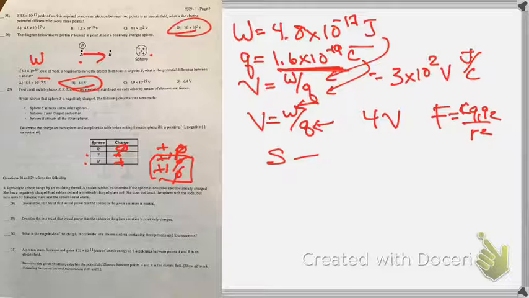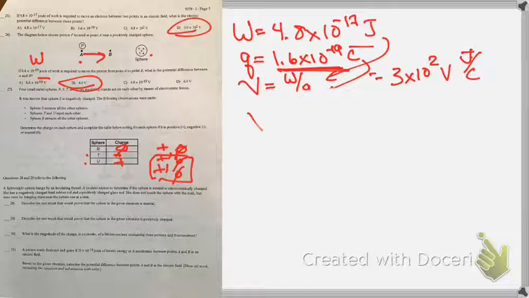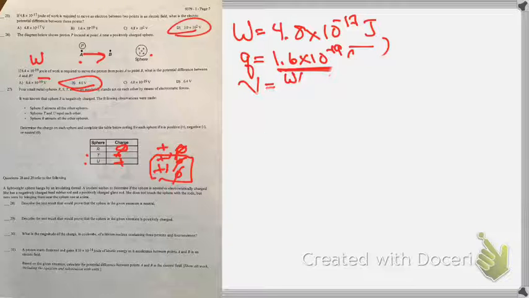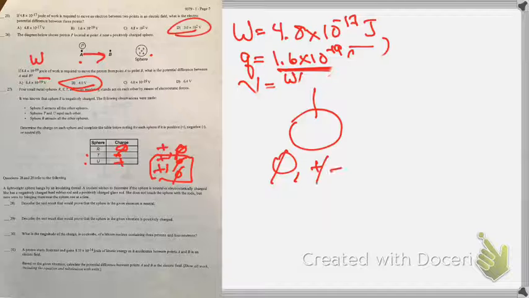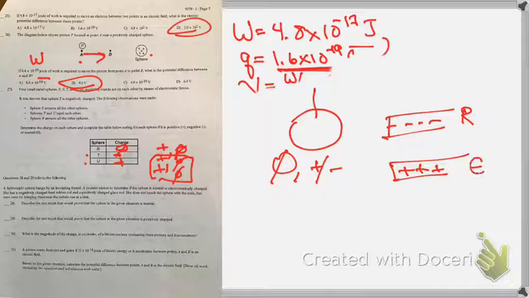28 and 29 refer to the following. A lightweight sphere hangs by an insulating thread. A student wishes to determine if the sphere is neutral or electrostatically charged. She has a negatively charged rubber rod. So you have a sphere hanging from an insulating thread. She wants to know if it's neutral or plus or minus. She has a negatively charged rubber rod and a positively charged glass rod. So this one's rubber, this one's glass. She does not touch the sphere with the rods, but runs tests by bringing them near the sphere one at a time. So she brings this one near and this one's near.